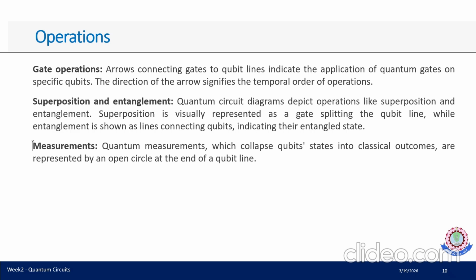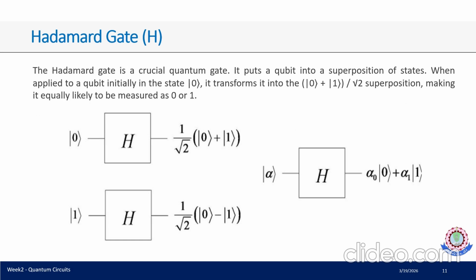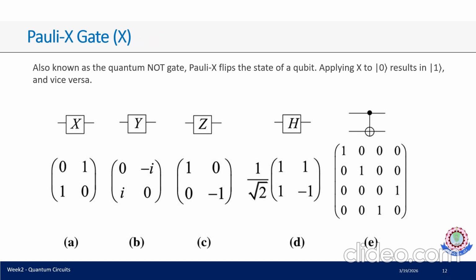Measurement means quantum measurements, which collapse qubit states into classical outcomes, are represented by an open circle at the end of the qubit line. So this is a sample with ket 0 and ket 1 and amplitude frequency where you are going to get both answers in terms of zeros and ones. The Hadamard gate is a crucial quantum gate. It puts a qubit into a superposition of states. When applied to a qubit initially in the state 0, it transforms it into this sort of state, making it equally likely to be measured as 0 or 1.